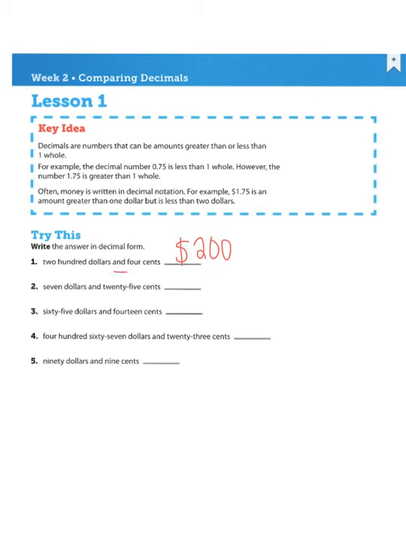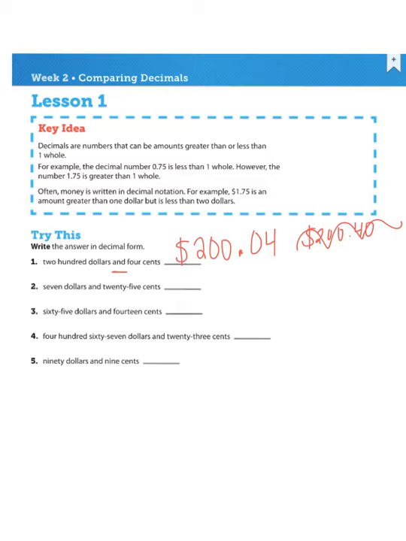wherever you see "and" is where you're going to put your decimal point. So $200 and 4 cents. So that would be 0, 4. If we wrote $200 and 4 cents like this, that would read $200 and 40 cents. So 4 cents is going to be 0, 4.